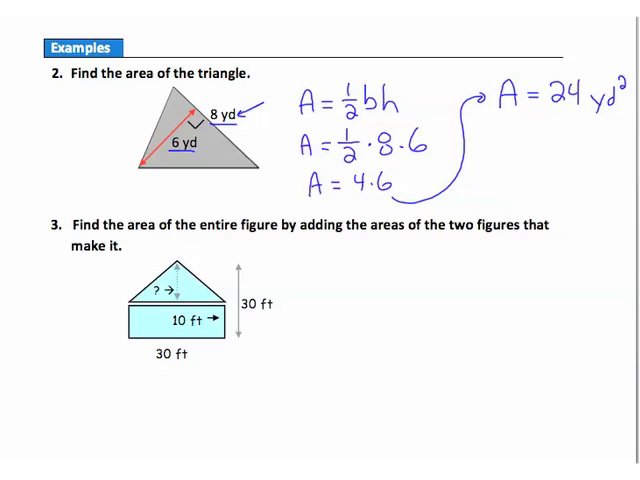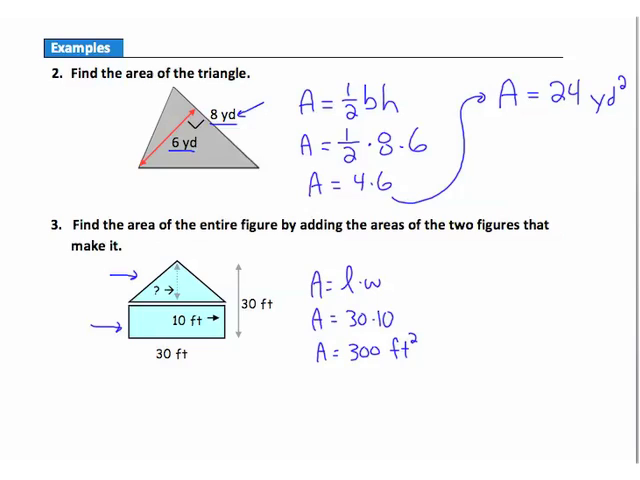Example 3. Find the area of the entire figure by adding the areas of the two figures that make it up. Well, you can see on the top here we have a triangle, so I'm going to have to find the area of that triangle. And in the bottom I have an area of a rectangle. Let's start with finding the area of that rectangle. So the area of the rectangle is length times width. In this case the length is 30 and the width is 10. So the area of that rectangle is 300. In this case, since we're measuring with feet, it's 300 square feet.